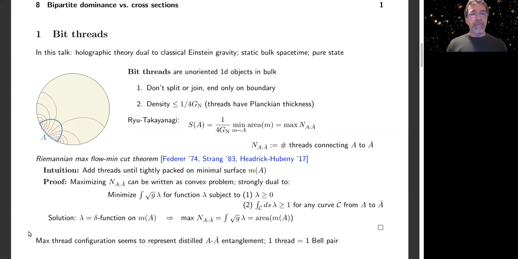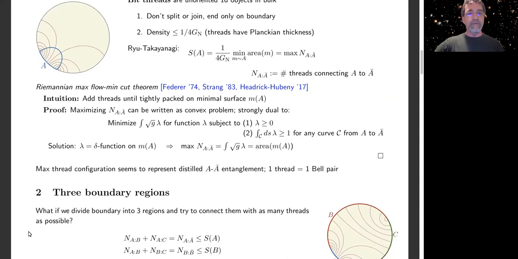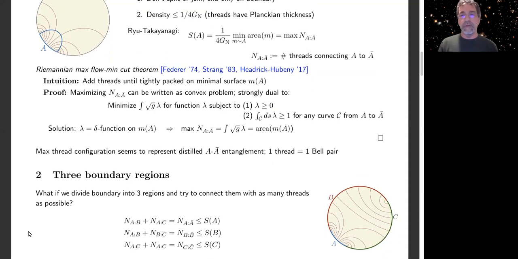Okay, but I just want to now ask a very down-to-earth, mathematical question: if instead of dividing the boundary into 2 regions, I divide the boundary into 3 regions, then how many threads can I have connecting the 3 regions to each other? Well, the first observation is that now I have some threads connecting A to B, some connecting A to C, and B to C, and of course, in any thread configuration, the number connecting A to its complement is bounded above by S of A, again by this relation.